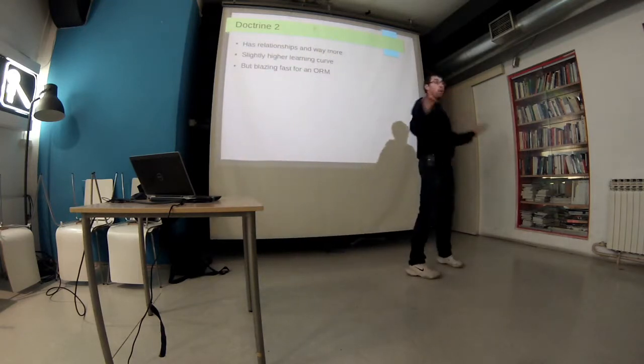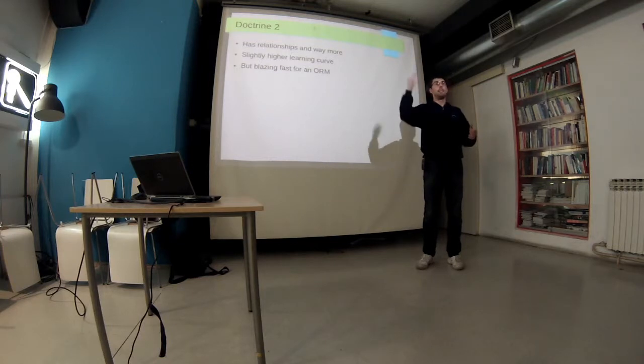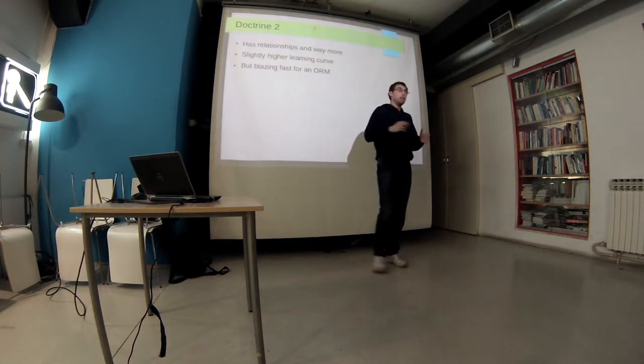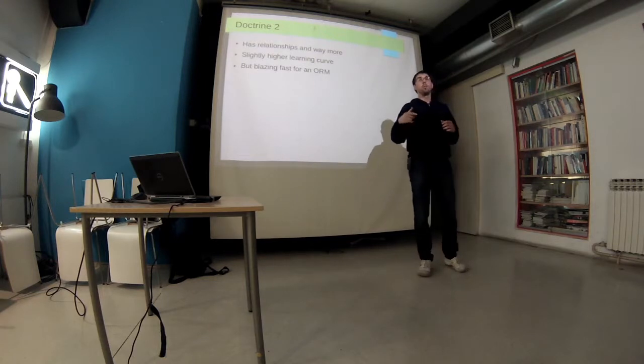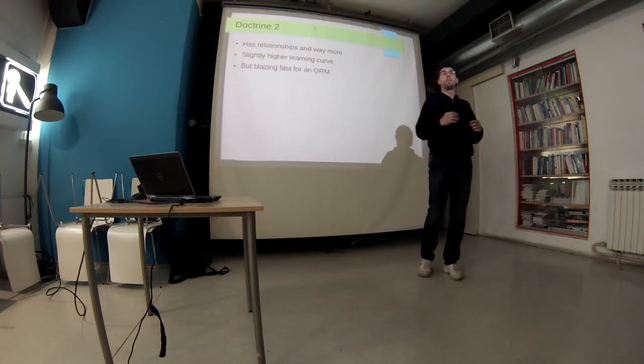Doctrine has relationships and way more. I'm really not a specialist in Doctrine, and it's really, really good. But the data mapper pattern, and the way Doctrine is used, has a slightly higher learning curve than Eloquent. It seems that everyone here is using Doctrine, so you obviously passed that learning curve, but it has a steeper and higher learning curve. But surprisingly, it's blazing fast for an ORM, because the analyzer which uses the annotations to analyze how it works gets a speed that's comparable to native MySQL calls. One of the benefits of the flush call is that you can batch multiple operations in one connection, yeah, in one big transaction.